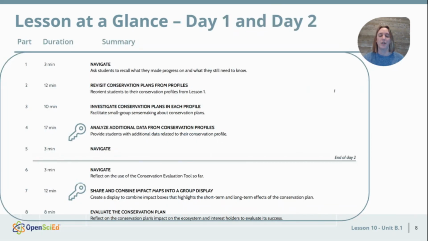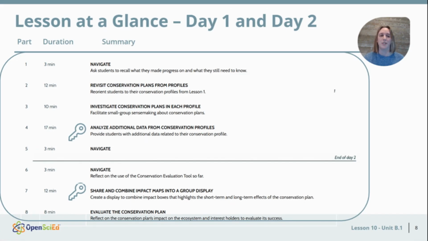The first lesson chunk is explored on day 1 and part of day 2. Students reorient themselves to their original conservation profiles from Lesson 1. Students are then given new information in the form of storyboards to explain the conservation plan for that area and packets that provide data taken during conservation efforts.